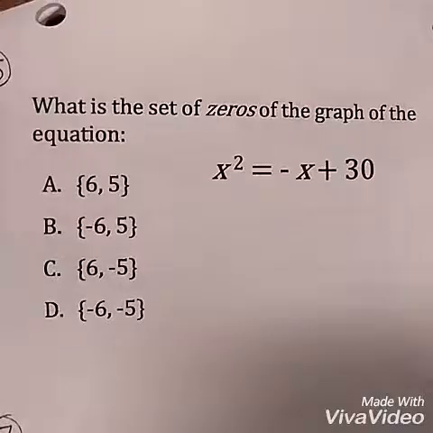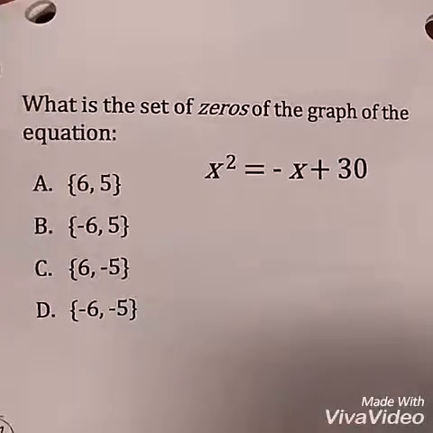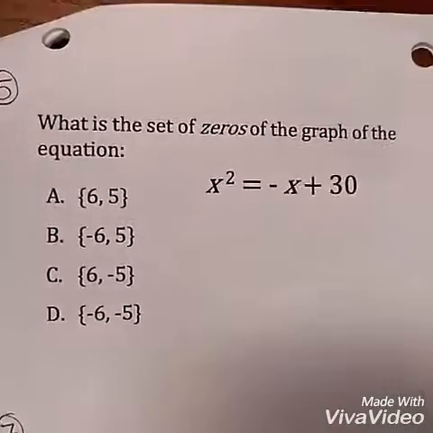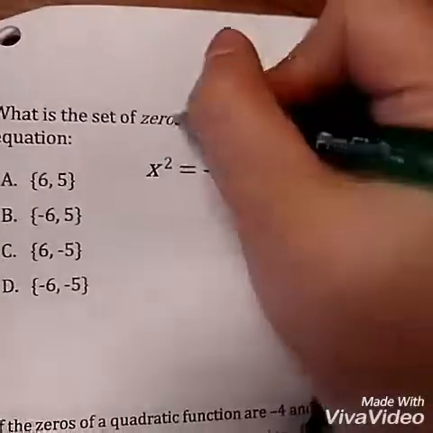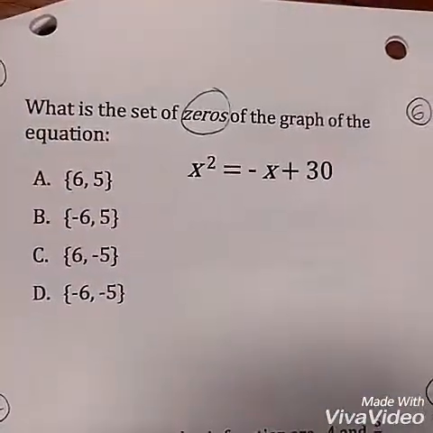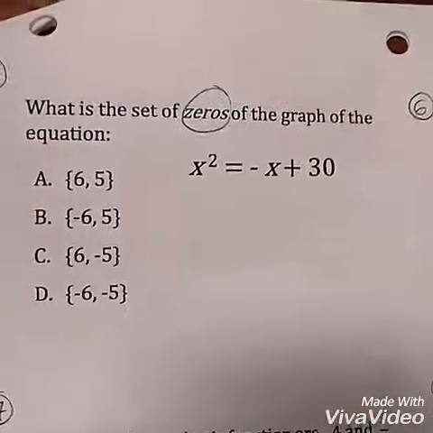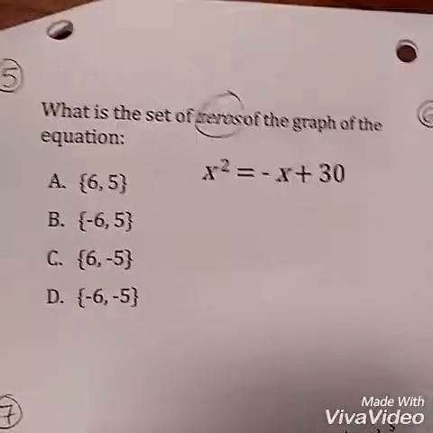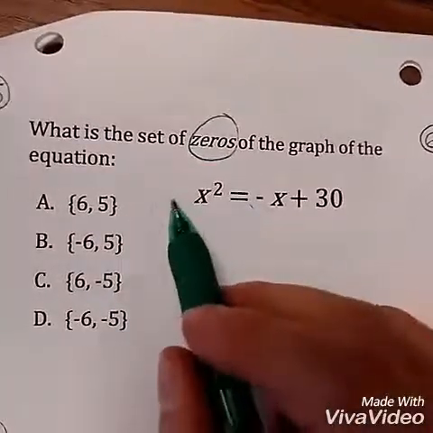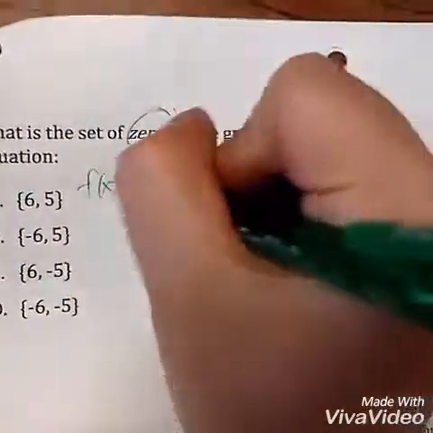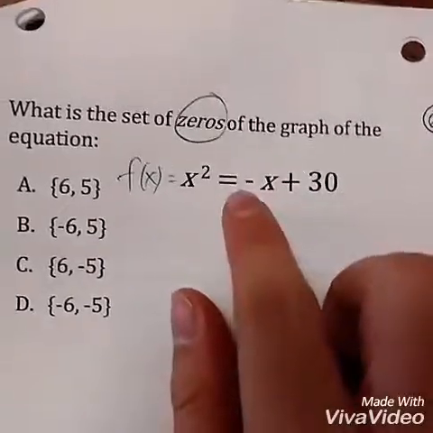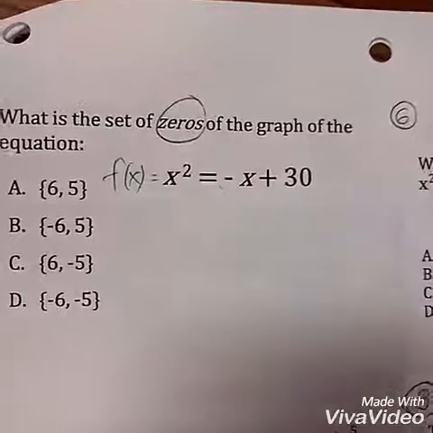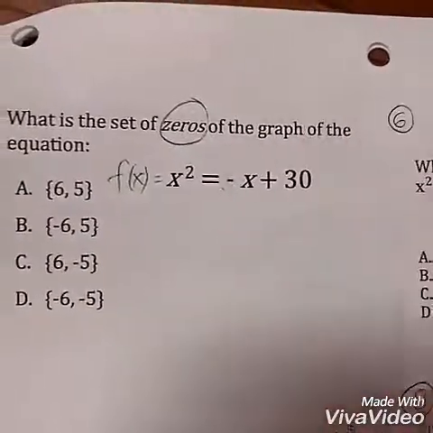Hello again. Next problem. What is the set of zeros of the graph of the equation x squared equals -x plus 30? So here again the keyword is zero, so they're asking us to find the x-intercept. So we're going to grab this one and trace for the zero. But before that we need to fix the equation, because we cannot graph it like this. There's two equal signs and your graph is not going to show. So what we do is we're going to get rid of the equals.